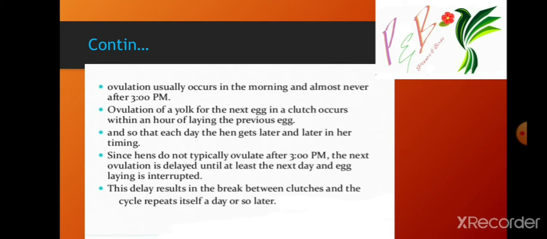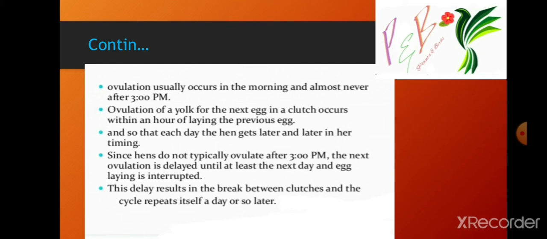And in the middle of one clutch, a day will be missed, meaning one egg will not be laid on one day. If it is laying 11 eggs or 15 eggs, it requires 16 days. One egg will be missed in the middle of that.